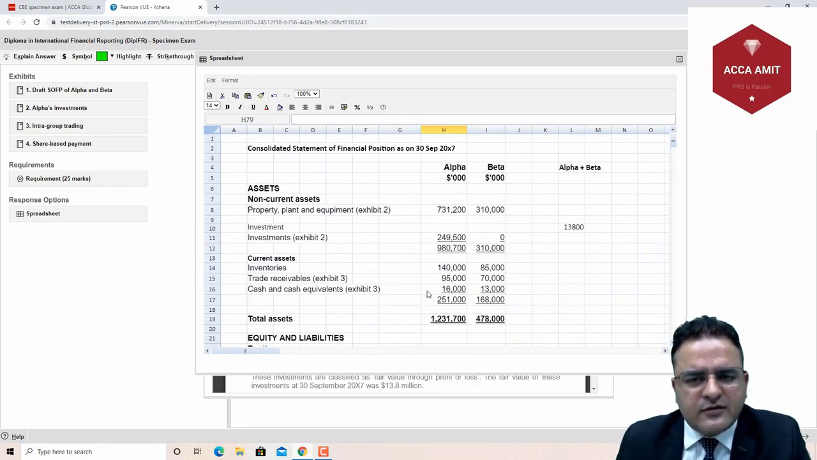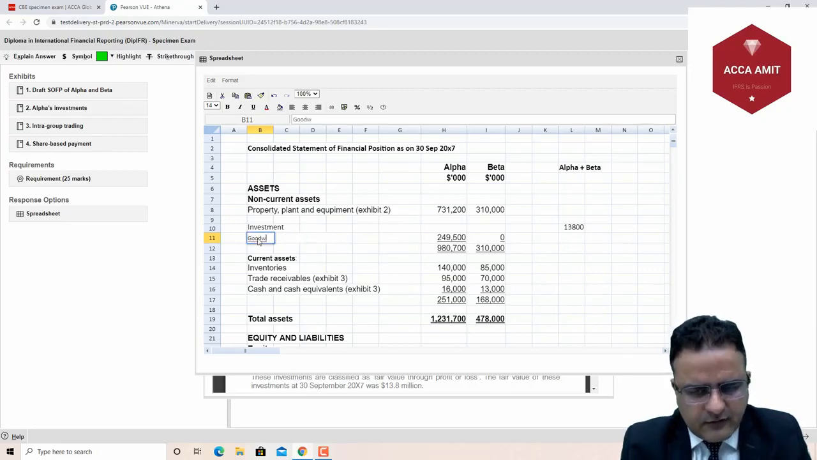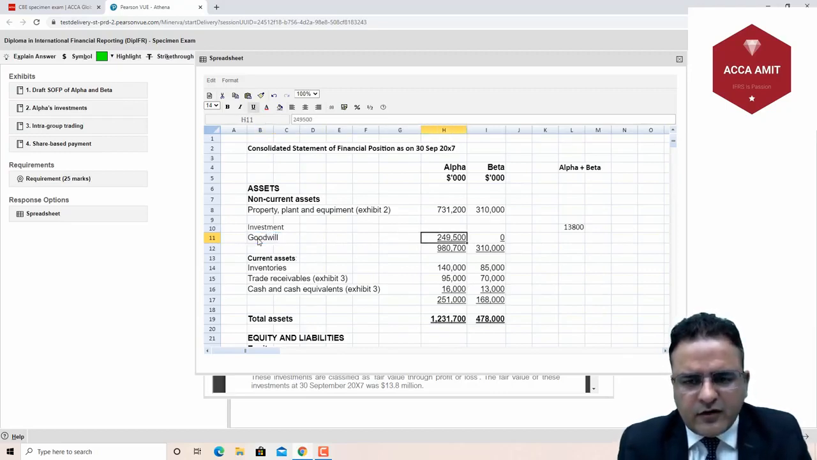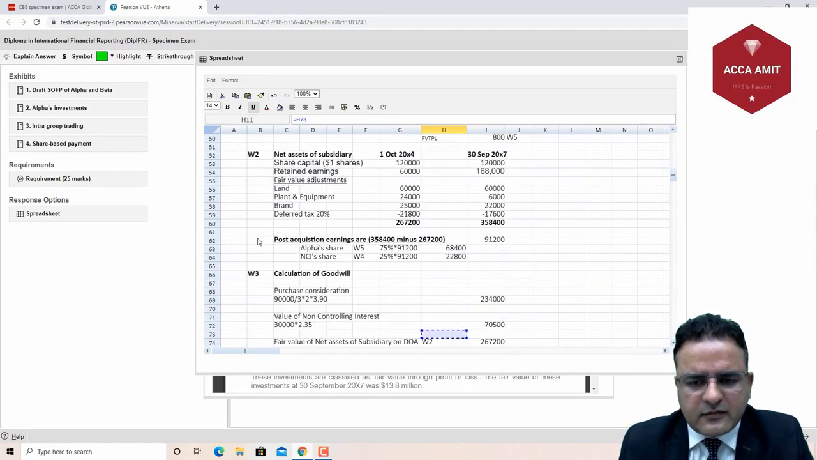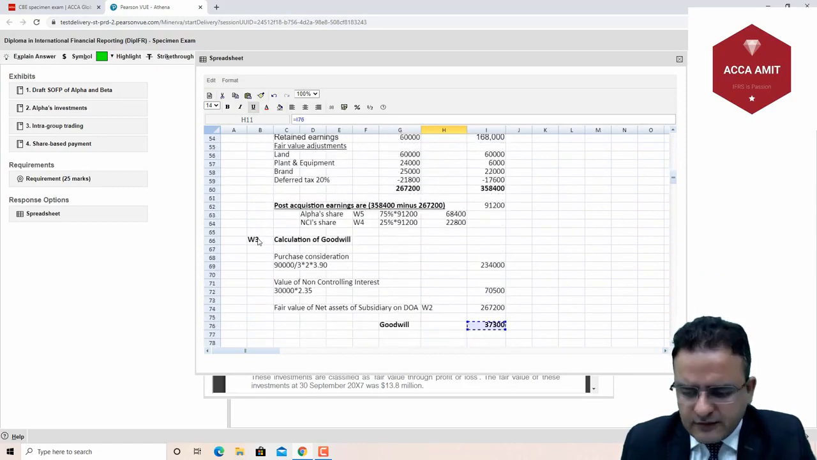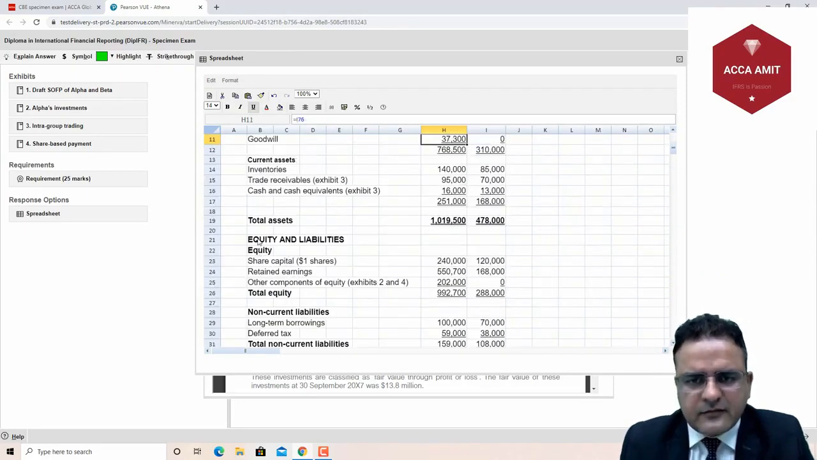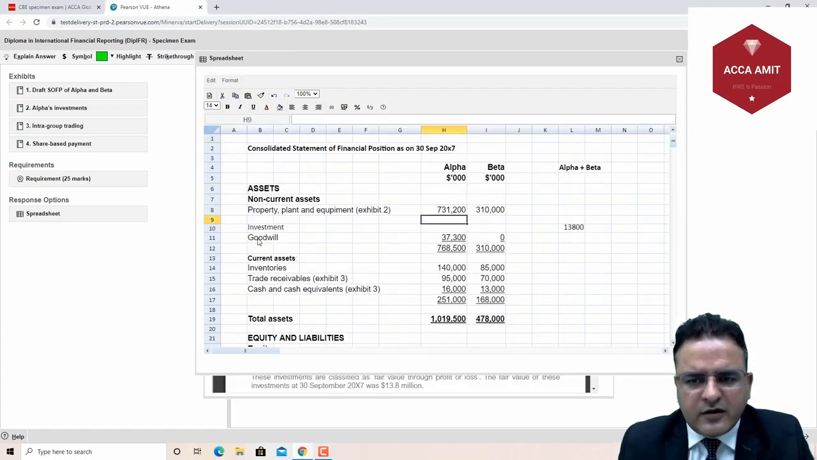This is to be included. This will be replacing this investment figure, and goodwill amount to be presented will be equivalent to 37,300. That will be the goodwill amount.